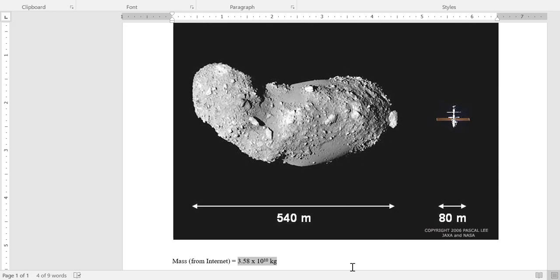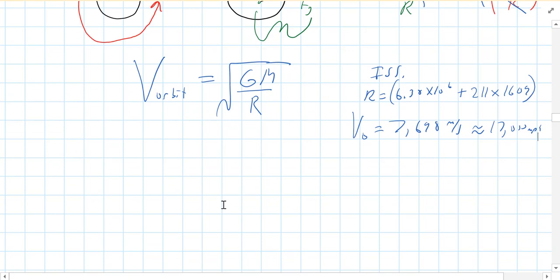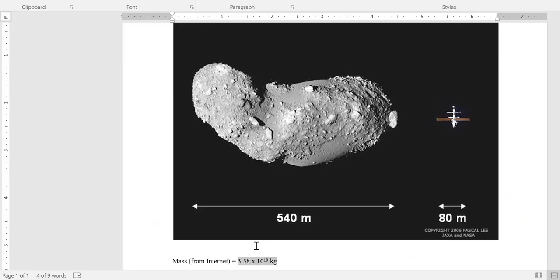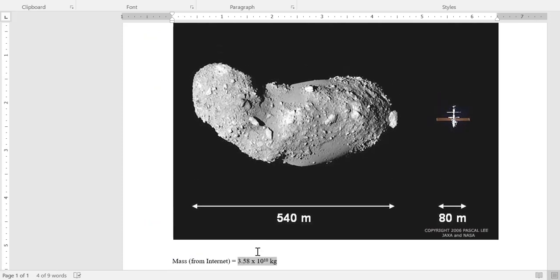All right, well, it'd be the same equation. The difference would be your mass. You would plug in this number down here, your 3.58 times 10 to the 10th kilograms.